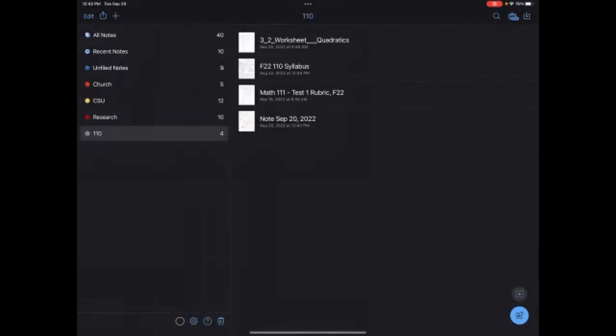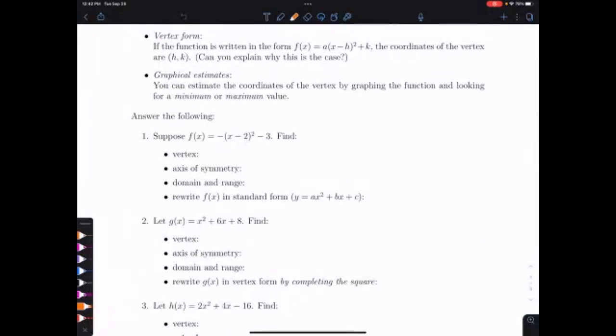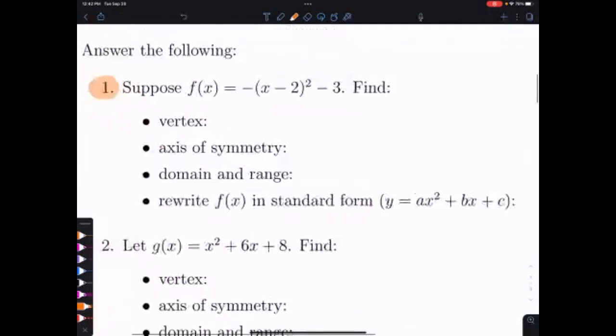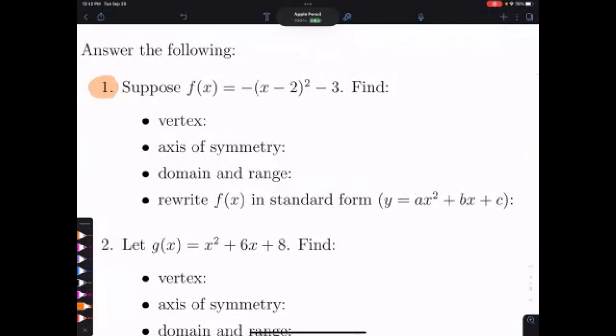So let's take a look at an example here. This is the first one about halfway down the page on the notes. Suppose that f of x is negative quantity x minus 2 squared minus 3. We want to find the vertex, the axis of symmetry, the domain and range, and then rewrite the function in standard form. All of this is stuff that we know how to do already. Now that we've talked about what the words vertex and axis of symmetry mean, you know how to do all this already.